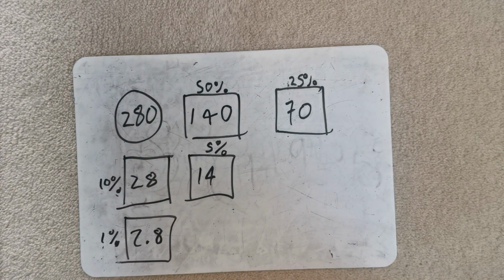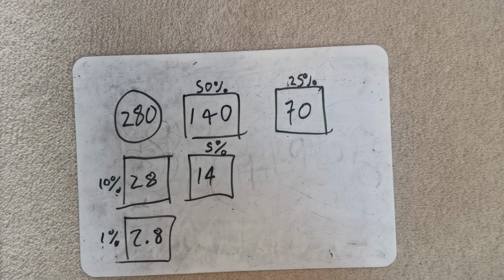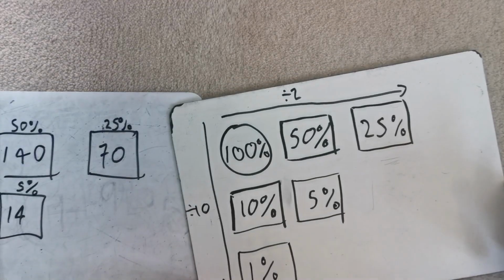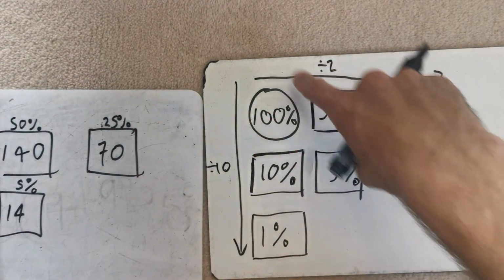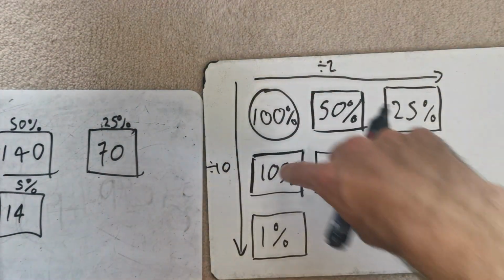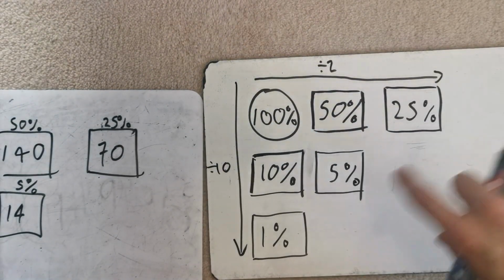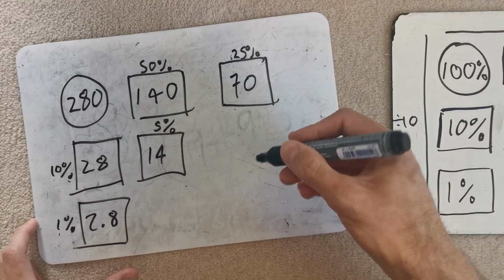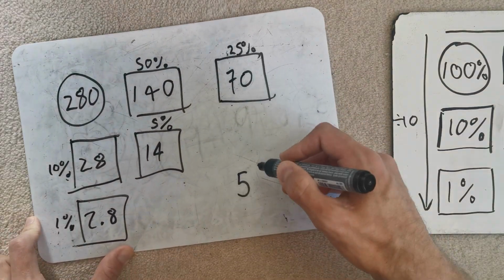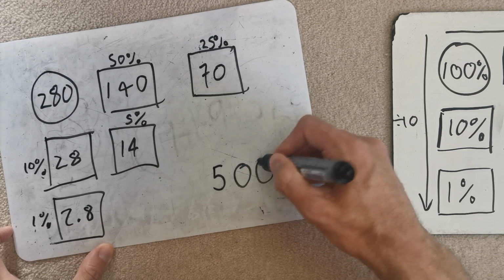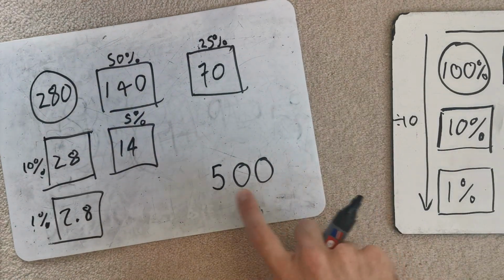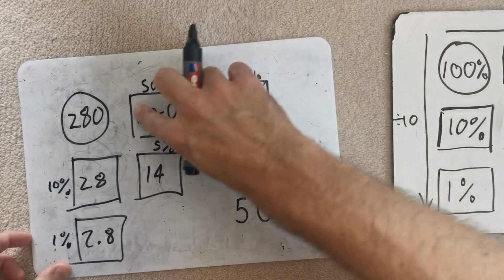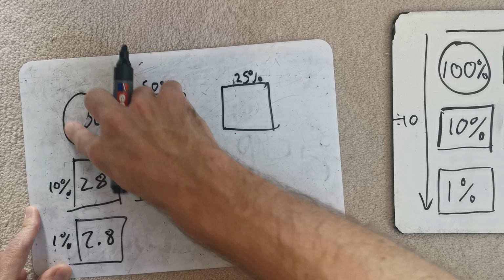So if you've got a spare bit of paper, this is your first task. I want you to draw this kind of shape, but without writing anything in there, and fill it in for the number 500. Pause the video here, and I will go through that once you've got the answers.